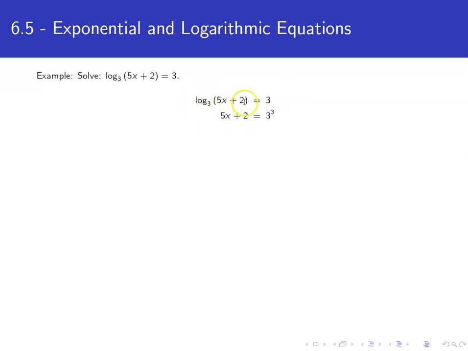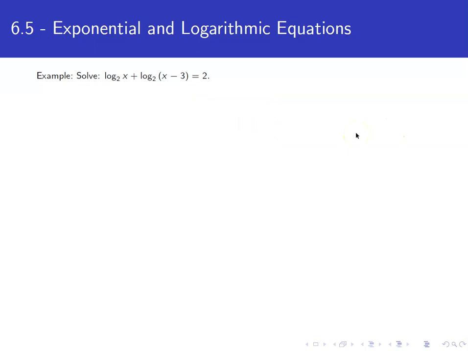So 3 to this power equals 3 to this power, undoing the log. And then at this point, 3 cubed is 27, subtract the 2, divide by 5. So again, all we're doing is rewriting this in its equivalent exponential form here.